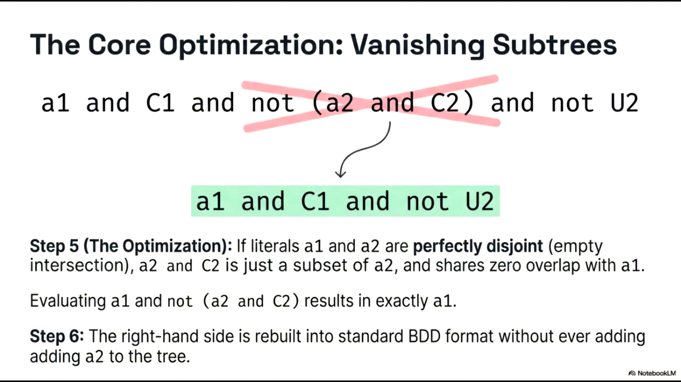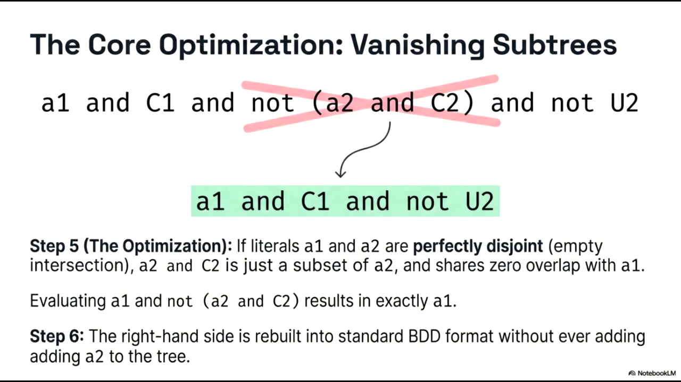Consider the logical expression A1 and C1 and not A2 and C2 and not U2. In step 5, we identify a critical opportunity for simplification. If the literals A1 and A2 are perfectly disjoint, meaning they have an empty intersection, then the subexpression A2 and C2 is merely a subset of A2. Since it shares zero overlap with A1, evaluating A1 and not A2 and C2 results exactly in A1. Consequently, as indicated by the red cross, that entire section of the expression vanishes.